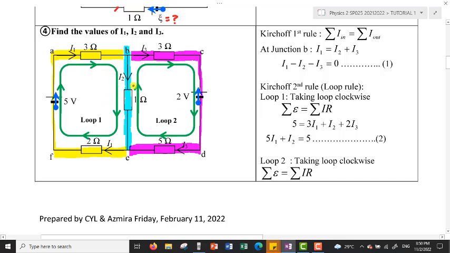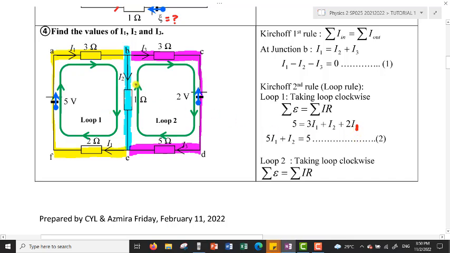And then we move on to the other side, IR. We find that the current passing through the 2 ohm resistor and 3 ohm resistor here is I1, and the direction of current I1 is the same as the direction of the loop. So it will be positive. So we have I1 times 3, so 3 I1, plus 2 ohm times I1, so 2 I1.